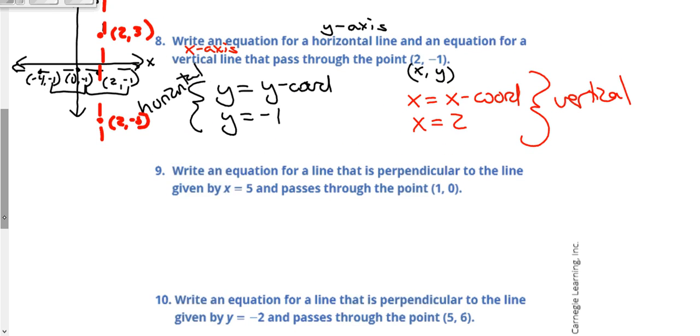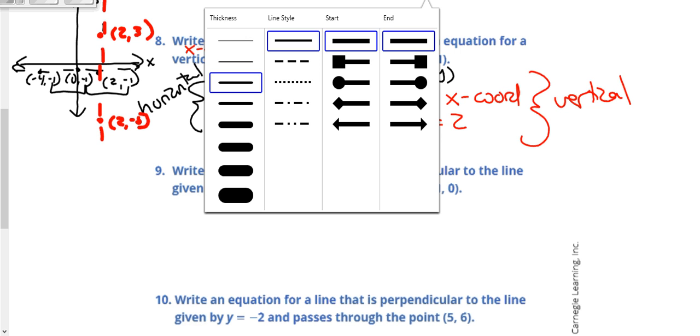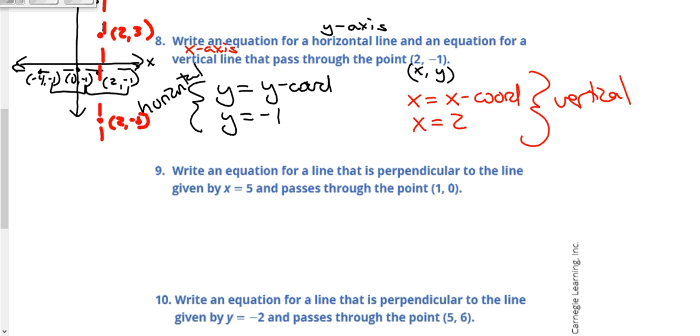Write an equation of a line that's perpendicular to the line given by x equals 5 and passes through the point (1, 0). So this always kind of throws students off because they start thinking that they have to get some different information going on here. So again, visual learner, I have to sketch it out. So I have to do passes through the point (1, 0). So (1, 0) is about right here.